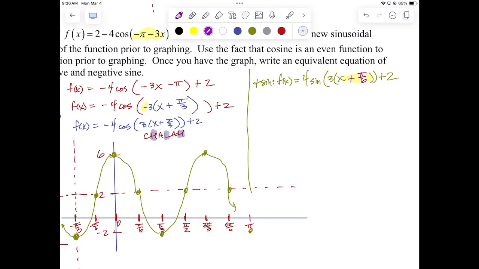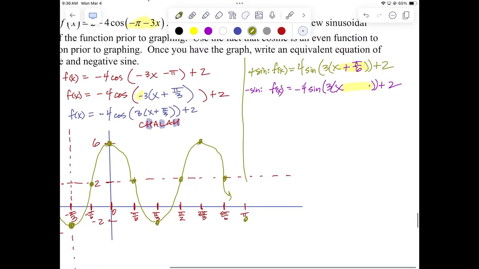All right. And then the negative sine, let's do f of x. This would be negative sine. That's negative 4 now instead of positive 4. Sine of 3 parentheses x plus or minus something, something plus 2. Now for a negative sine, I need to look to see where I'm on the axis going where? Low. Where am I on the axis going low? Pi 6. So I'll put minus pi 6 or minus 5 pi 6.